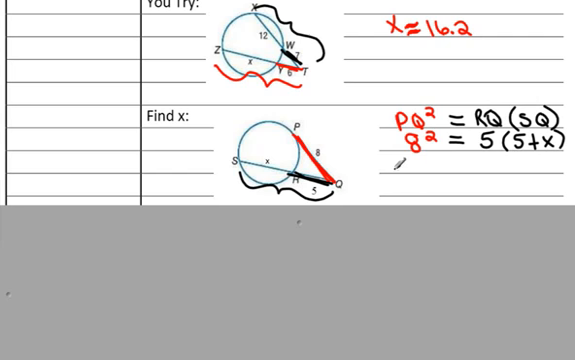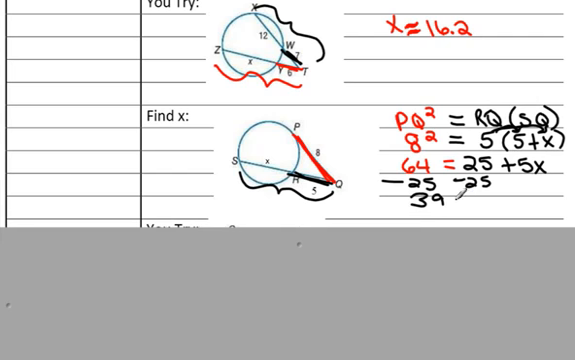8 squared is like saying 8 times 8, that's 64. And that equals, after we distribute, 5 times 5, which is 25, plus 5 times x, which is 5x. I'm going to subtract 25 from both sides. So we get 39 equals 5x, and I will get a decimal. When I divide by 5, I get x equals 7.8.